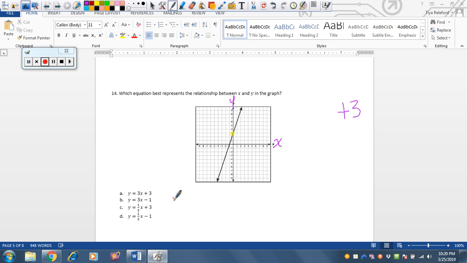And then there's a couple ways you can do it. You can make the triangle. You can pick a number. If I pick this spot right here, this spot is 1, 6. So if I put 1 in for x, my answer has to be 6. If it comes out to anything else, it's not right.